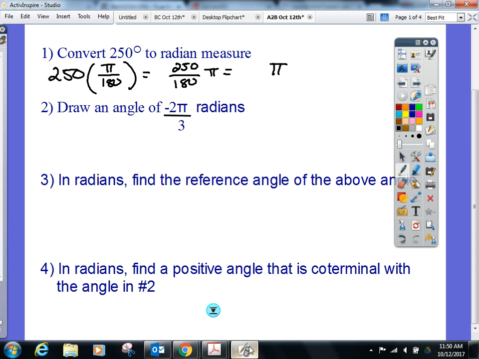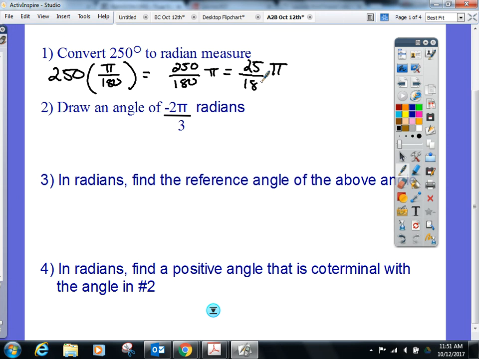60 over 180 reduces down to, was that 25 over 18? That's it, right? 25 over 18 pi. So that's what it is in radians. All good. Okay, next up, draw me an angle of negative 2 pi over 3 radians.